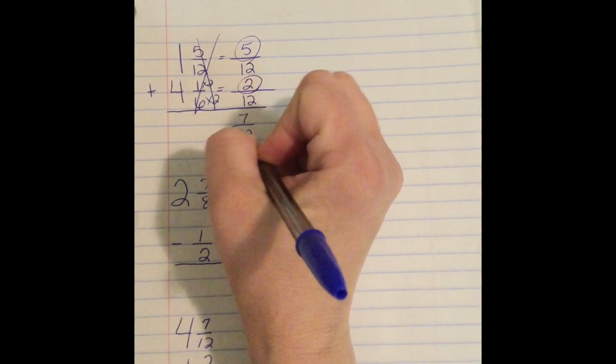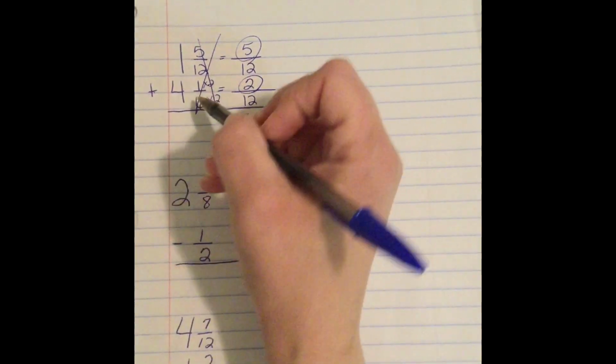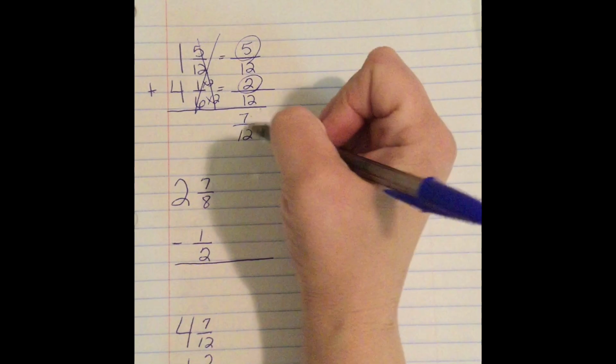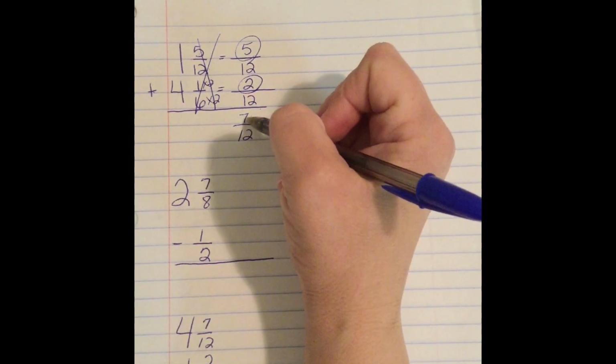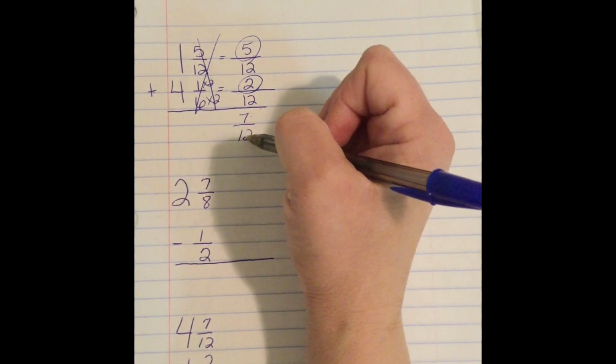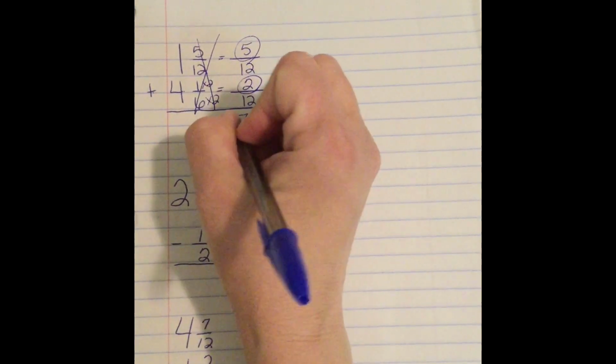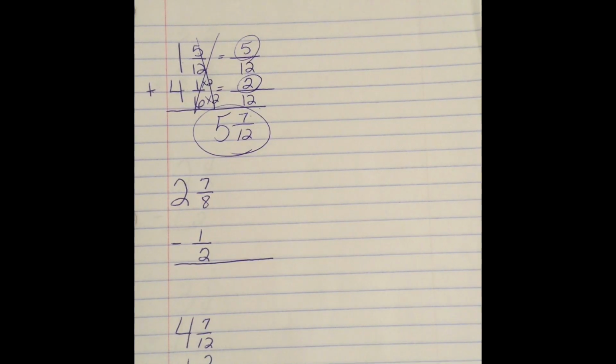The denominator is 12. And then I'm going to add the whole numbers. 7 can't go into 12. So it's reduced as far as it's going to go. 4 plus 1 is 5. So my answer is 5 and 7/12. Okay? Let's work the next one.